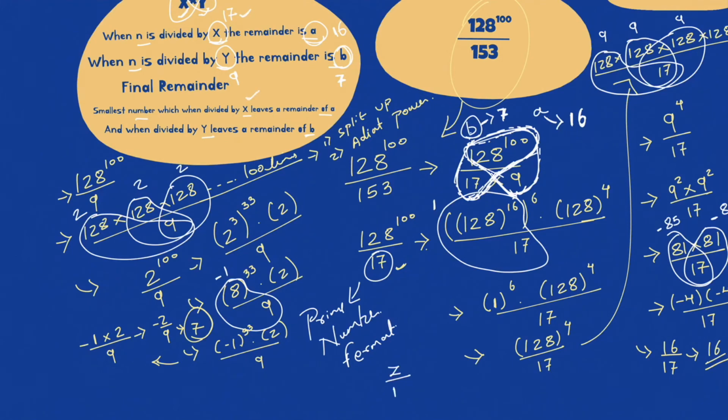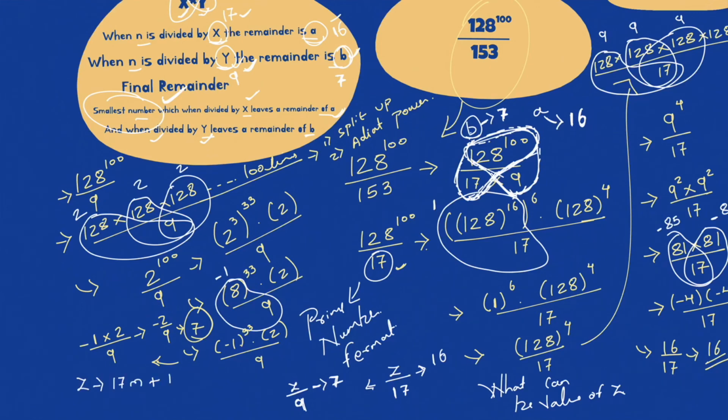So if I say that number is z, if I divide z by 17, I get the remainder as 16. Okay, and which is that smallest number? The same number z, when I divide it by Y, that is by 9, I get the remainder as 7. So what can be the value of z now? If we divide z by 17, the remainder is 16. If I divide z by 9, the remainder is 7. It's a multiple of 17 giving a remainder of 16, and a multiple of 9 giving a remainder of 7.